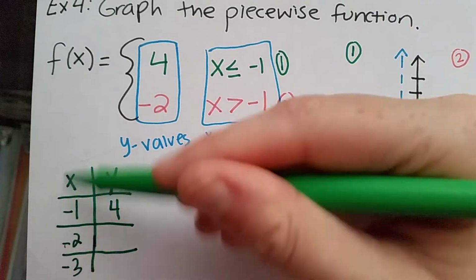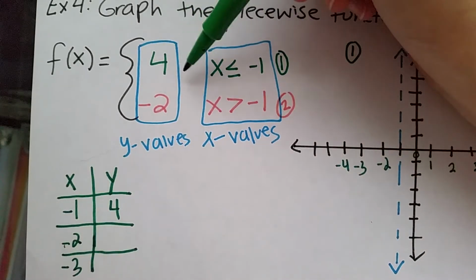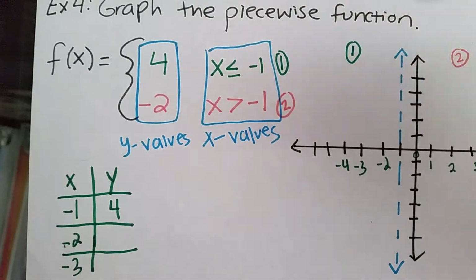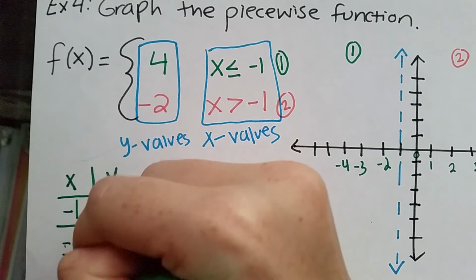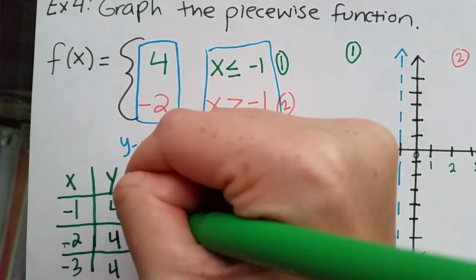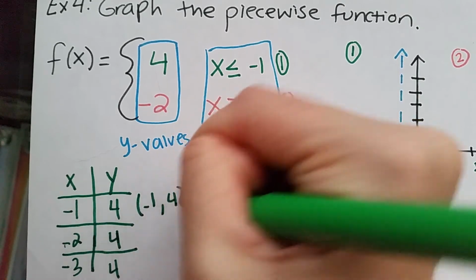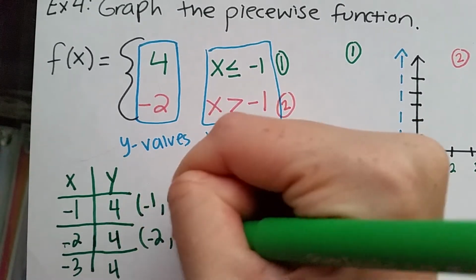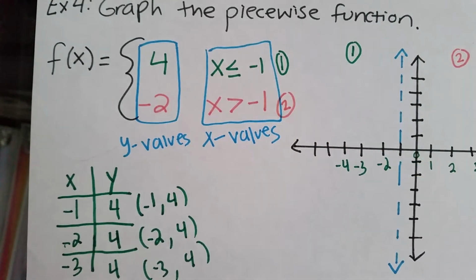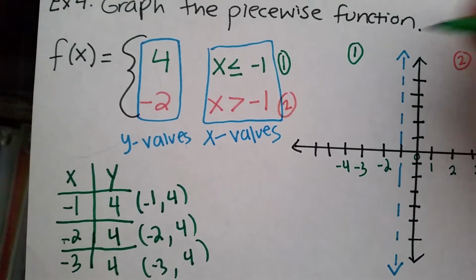Alright, and no matter what my x value is, according to this function, since there's not an x in my equation, just a number, the y value is always going to be 4. So the 3 points I'm going to plot are at -1, 4, at -2, 4, and at -3, 4.